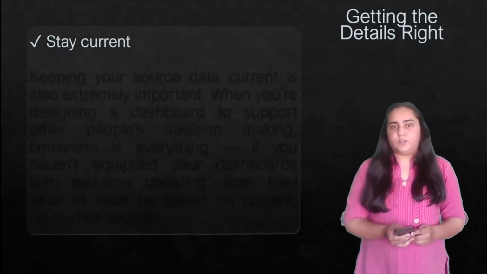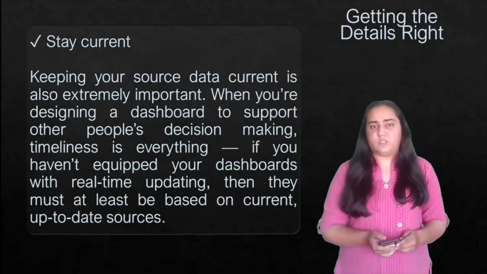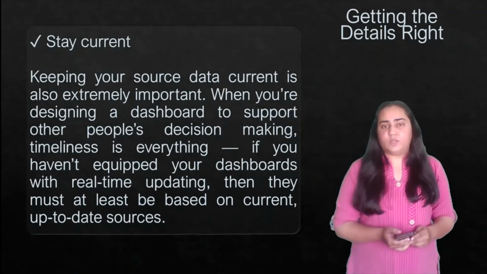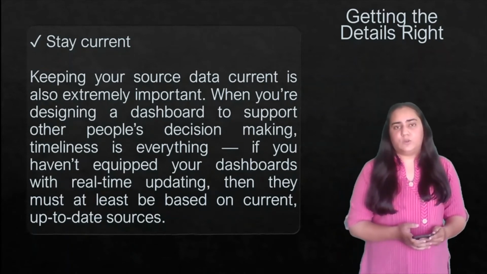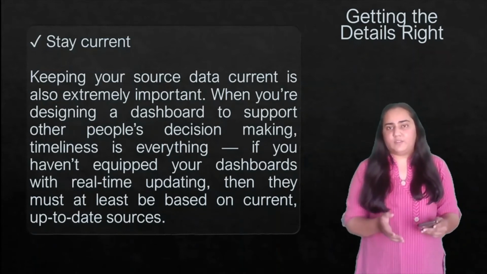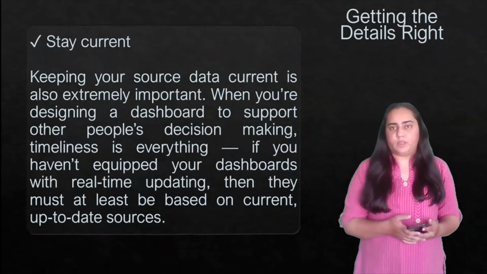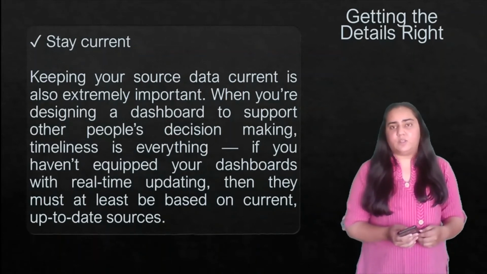Next is stay current, which is very important. Keeping your source data current is also extremely important when you're designing a dashboard to support other people's decision making. Timeliness is everything. If you haven't equipped your dashboards with real-time updating, then they must at least be based on current up-to-date sources. So creating a dashboard that shows outdated information is definitely a big no. You should have a dashboard that keeps updating itself because the sources are getting updated. And most of the dashboards nowadays are online, so this is not a very difficult thing to do, and definitely you should do it if you are designing a dashboard.